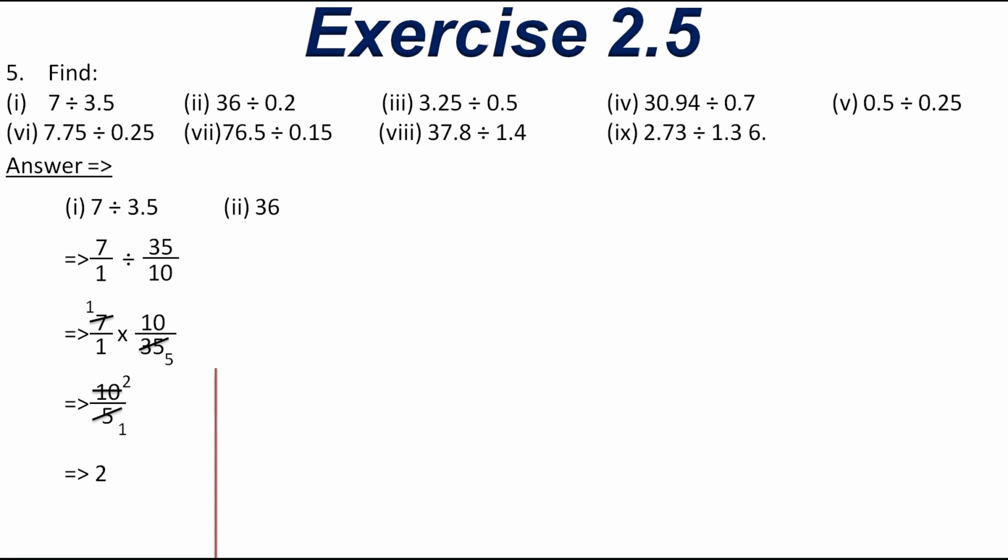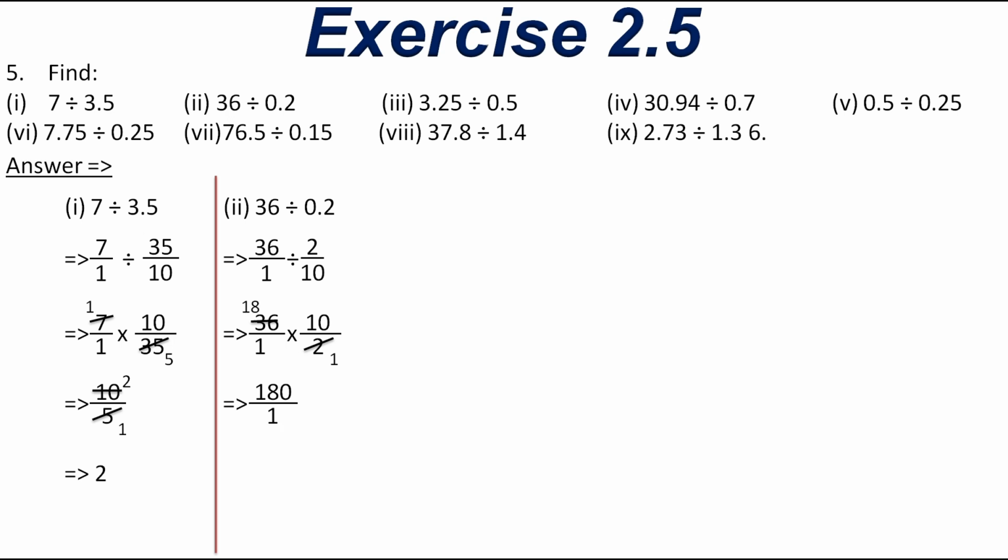Next one we have 36 divided by 0.2. So 36 will become 36 upon 1 and 0.2 will become 2 upon 10. So 36 upon 1 will remain as it is, and then we have to find the reciprocal of 2 upon 10, that is 10 upon 2, and we will change the sign of division to multiplication. Now here 2 ones are 2, 2 18s are 36. So 18 tens are 180 upon 1, which can be written as 180 as the answer.